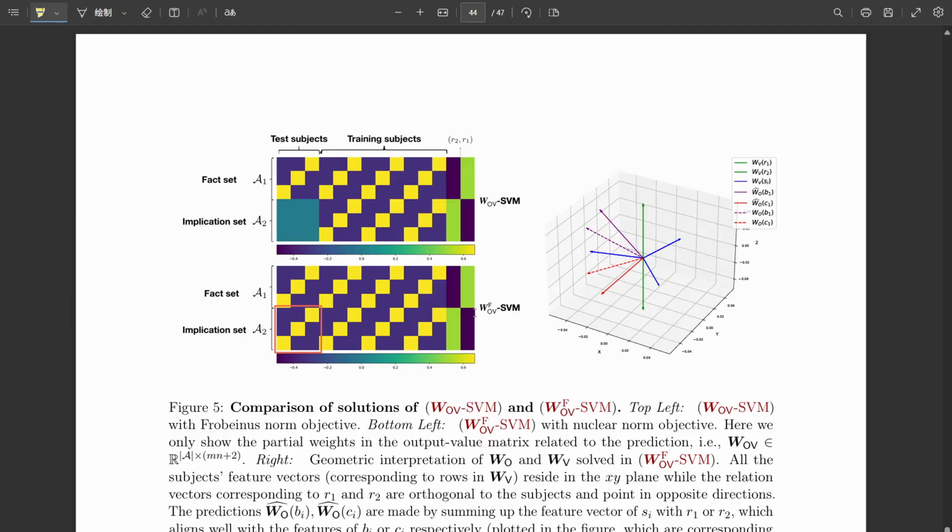Exactly. It implicitly pushes the model to find that underlying linear rule, the one-to-one mapping between facts and implications. This low-rank structure is the generalization mechanism here. It's a mathematical proxy for finding the underlying rule. Fascinating. And the non-factorized model, the one that just memorized and failed the test, what was its implicit bias?